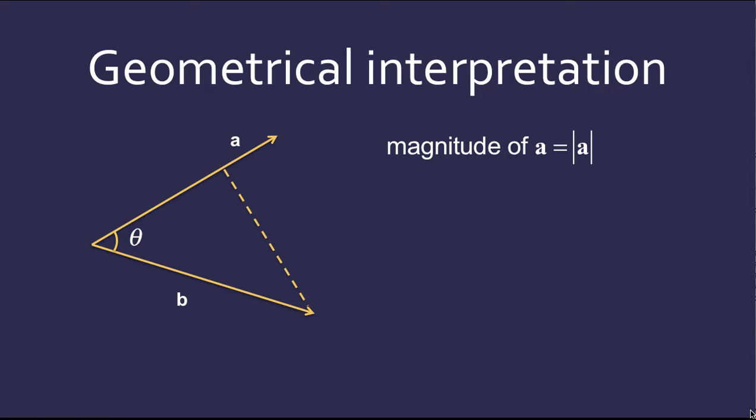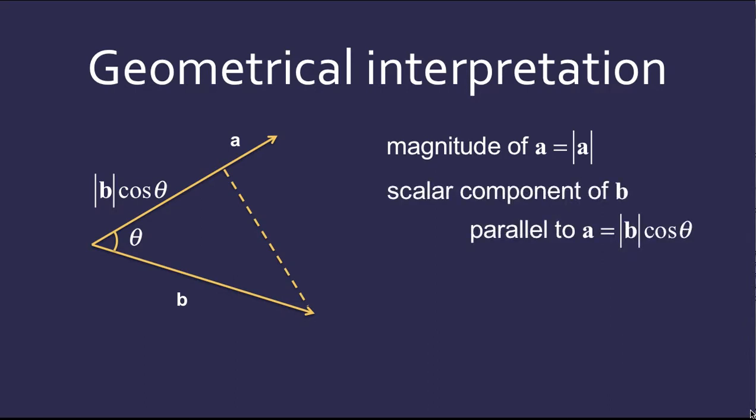We know the length of vector B, so the projection of vector B onto A is given by trig as the magnitude of B multiplied by the cosine of the angle between the two vectors, which I've called angle theta. Thus the product A dot B can be defined as the magnitude of A multiplied by the magnitude of B multiplied by the cosine of the angle between the two.